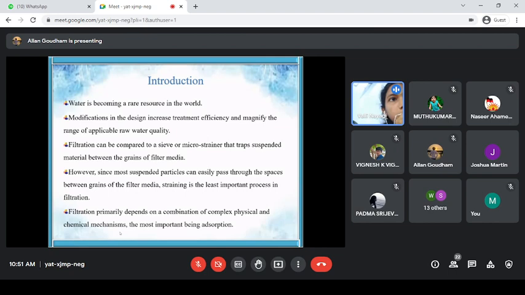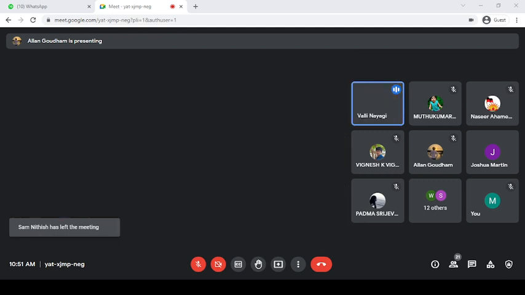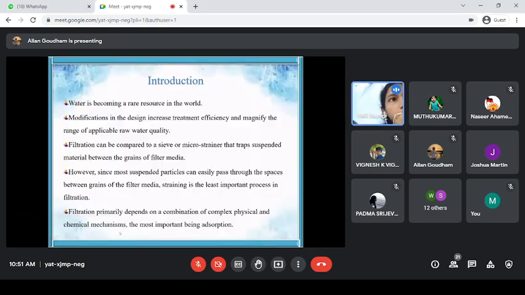Nowadays, we need pure water for our daily purposes, but there is a lot of wastewater in society. So we decided to convert wastewater into normal water with some method. The method is a filtration method using a Pumice media. So the introduction of our project is that water has become a rare resource in the world.